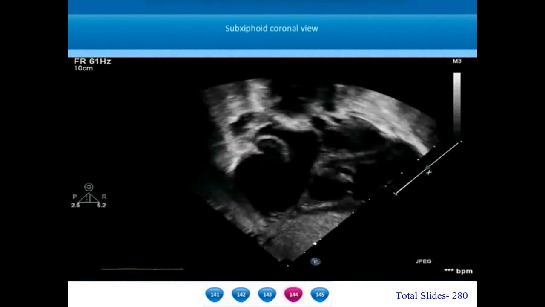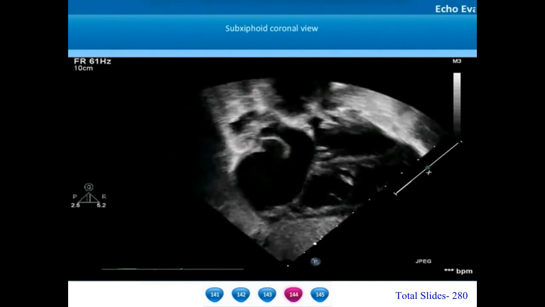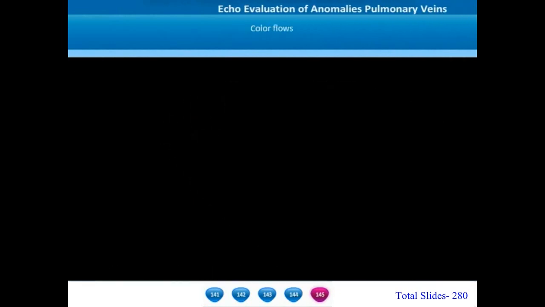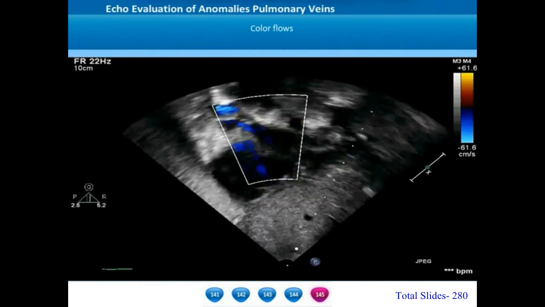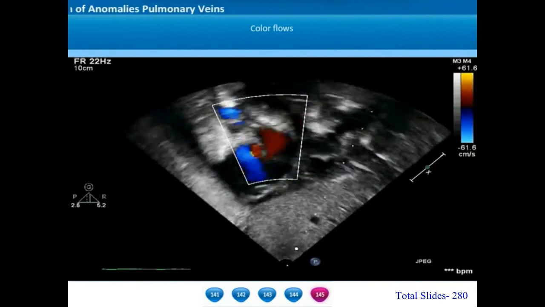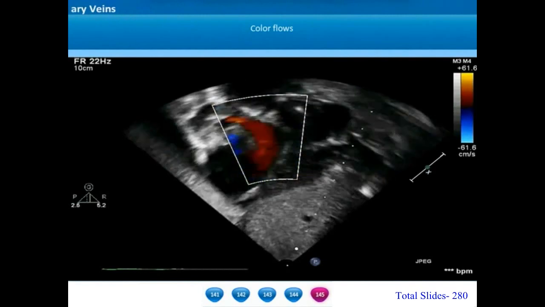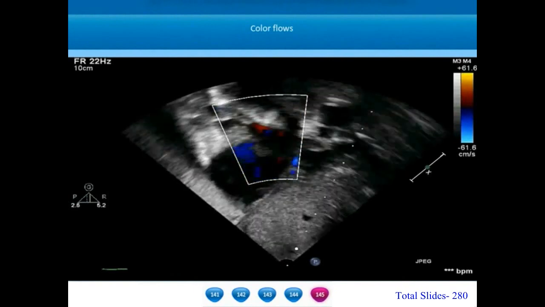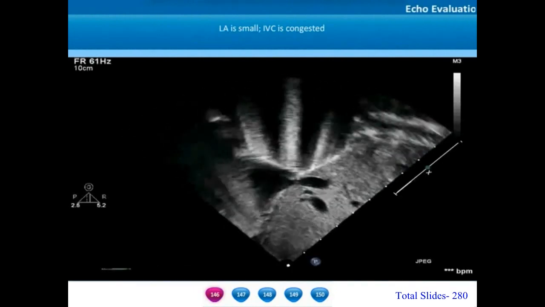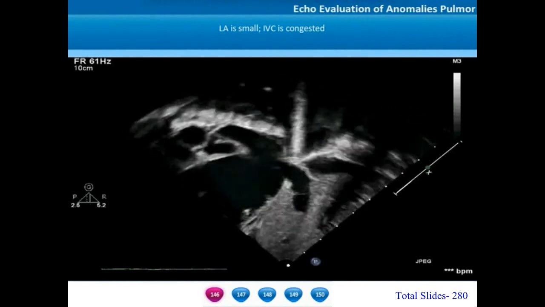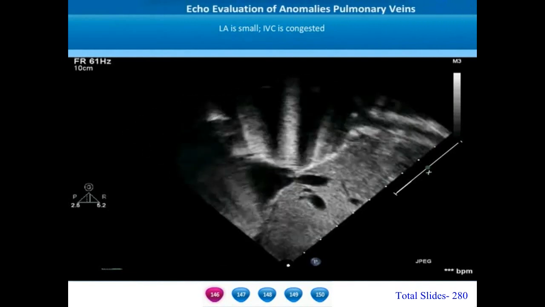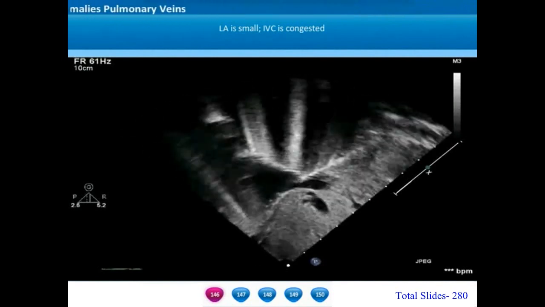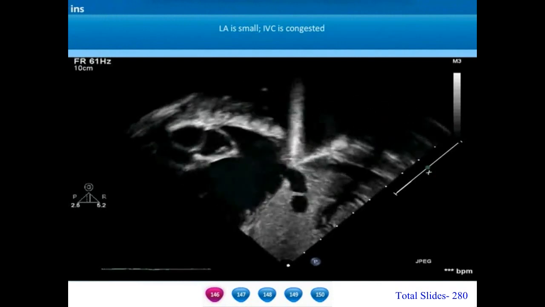In this subxiphoid coronal view, we see the markedly dilated coronary sinus, which drains the pulmonary veins into the right atrium. When we interrogate the color flows, we see unobstructed pulmonary venous drainage into the coronary sinus and subsequently into the right atrium. We see that the inferior vena cava and hepatic veins are congested. These are features of pulmonary arterial hypertension and congestive heart failure. You notice that the foramen ovale is adequate, however, the left atrium is very small.